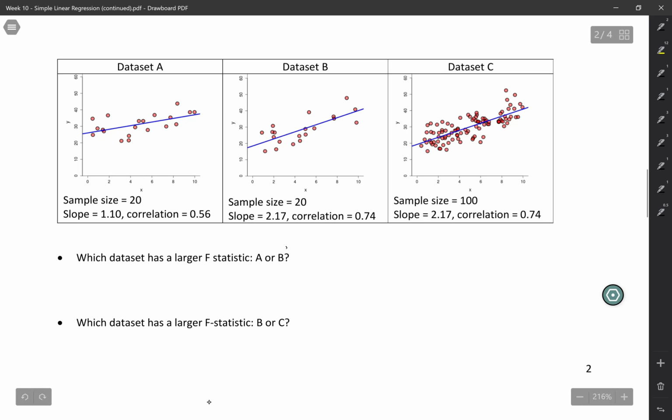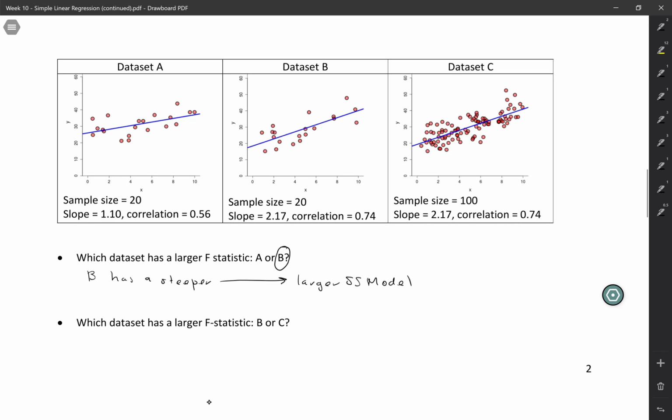So dataset B is going to have a larger F statistic than dataset A. So let's kind of compare the pieces. So the first thing that we notice is that the slope is going to be steeper for dataset B. So B has a steeper slope. And what that means in terms of the sums of squares is that it has a larger SS model. So SS model is larger for dataset B, and that's in the numerator of the F statistic.